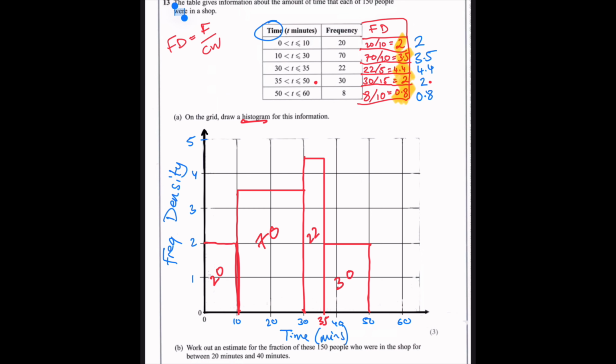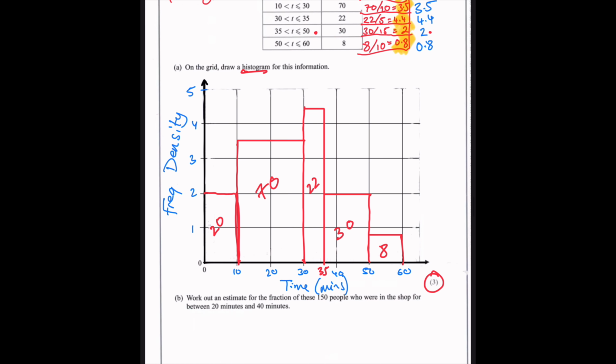And then lastly, from 50 to 60, we have a frequency density of 0.8. I'm going to estimate that to be about here. And the frequency for that is 8. So this is our histogram for that table. Okay, so that gives us our 3 marks.